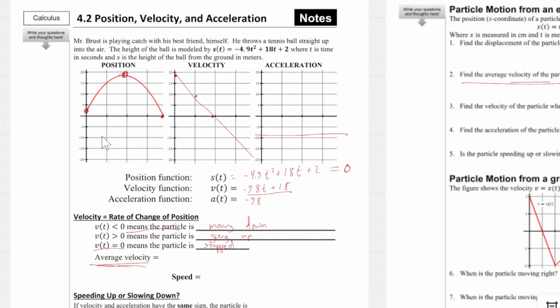So to find the average velocity, you're doing the slope, y2 minus y1. So y2 is 0, y1 is 2, and x2, I'm just guessing, is 3.7. So it's about negative 2 divided by 3.7, whatever that is, which would be some small decimal. It's going to be like negative 0.5 or something.